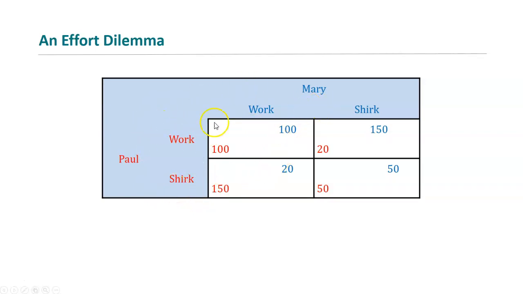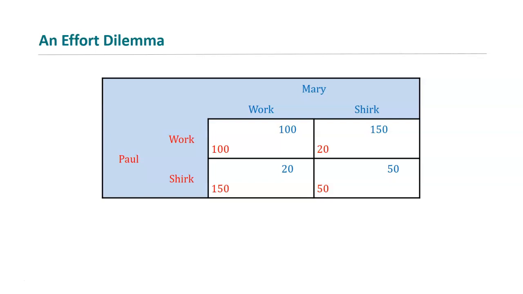And if both of them work hard, then it's awesome. They both make 100. They both are super happy at the end of the day, right? So the way to look at these numbers is to think about their happiness at the end of the day. So these are numbers measuring their happiness. So each of them is 100% happy, right? 100 happy. If they both worked hard, they did well, and they were rewarded for their hard work.